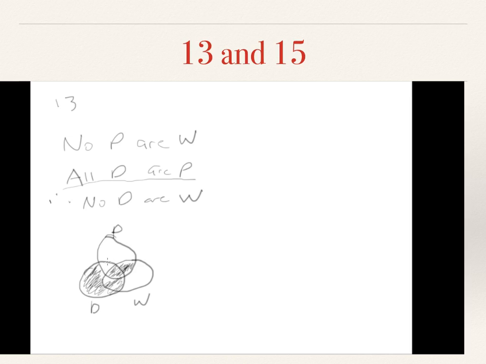And so "No D are W" is the conclusion, and we see there isn't a D in the W. So the Venn diagram bears this out and shows that it is a valid conclusion. Let's move on to number 15.